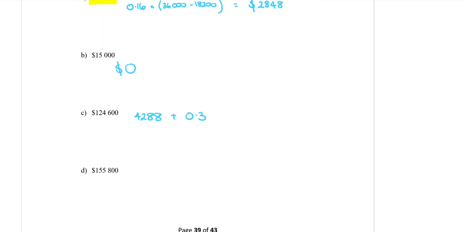So this is where we do their income, which was 124,600, and we subtract off that number on the end, which this time is 45,000.